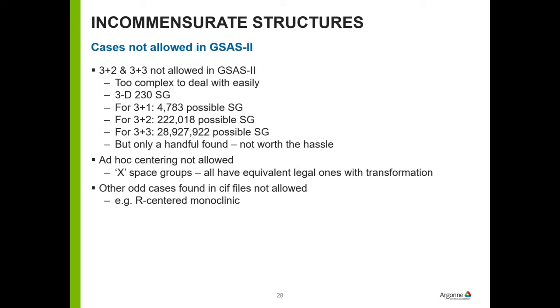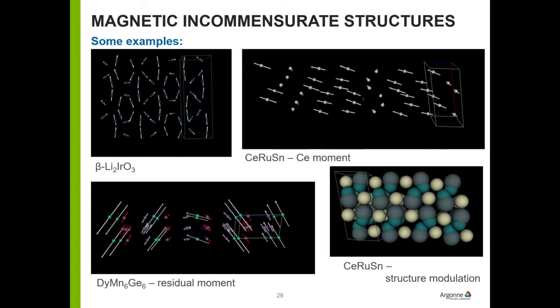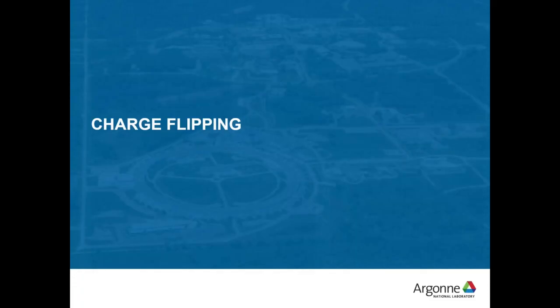R-centering monoclinic? No, sorry. All right, what do we have next? Okay, magnetic structure. I showed you this earlier. Almost to the end. Charge flipping.